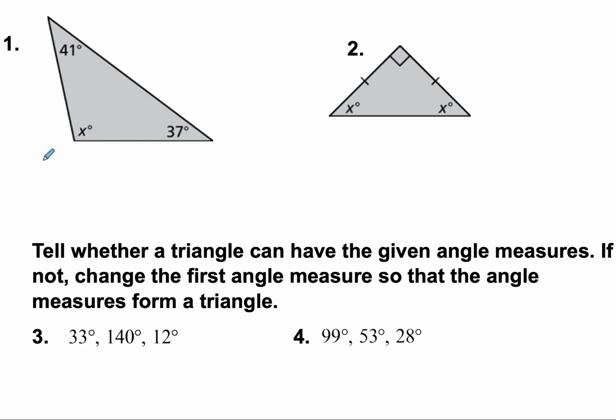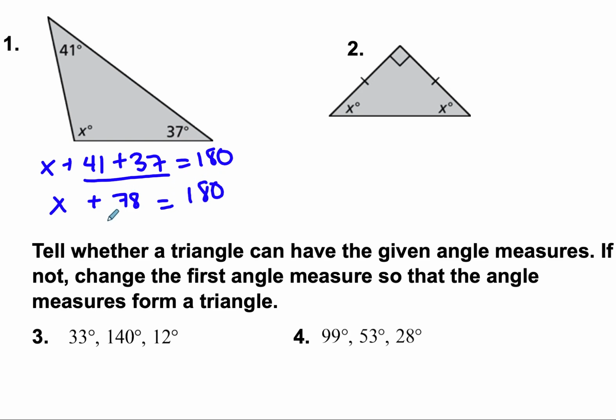So for number 1, we have x plus 41 plus 37 equals 180. Triangles always equal 180 degrees. We're going to add the 2 that we know that are on the same side of the equation. That's going to give us 78. So x plus 78 equals 180. We cancel out addition with subtraction, so we're going to subtract 78 from both sides. That's going to give me x equals 102. Now here they did not say to classify, so I'm not going to write it down. But if I was going to classify, this would be an obtuse scalene.